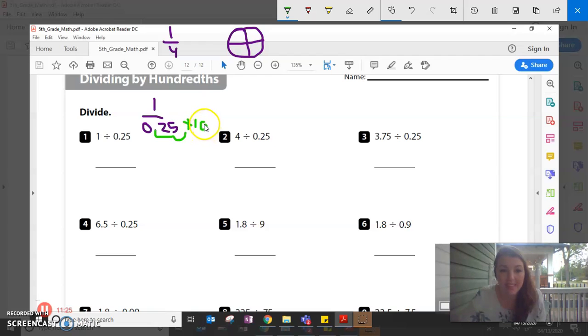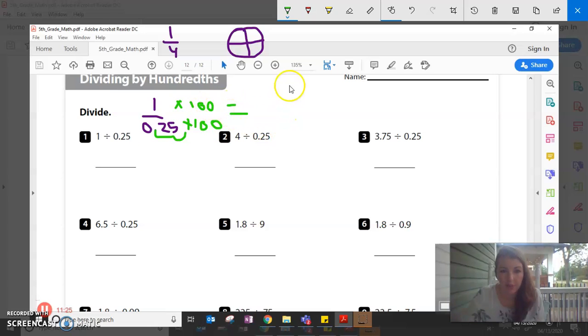If I was to multiply it by 10, it would shift 1 time. If I multiply it by 100, it shifts 2 times. If I multiply it by 1,000, it would shift 3 times. Because it's a fraction and I have to keep it equivalent, if I multiply the denominator by 100, I have to multiply the numerator by 100 as well.